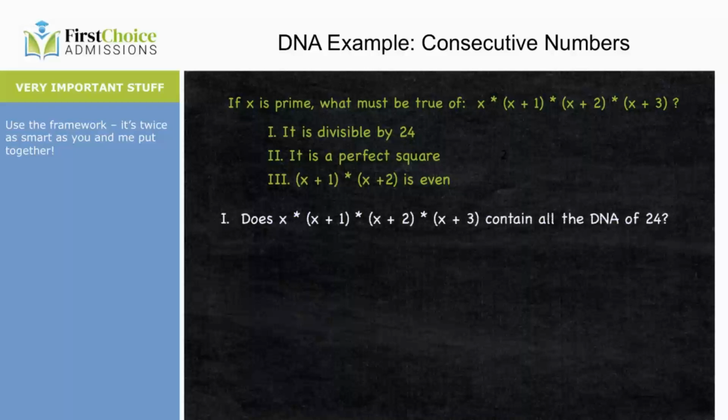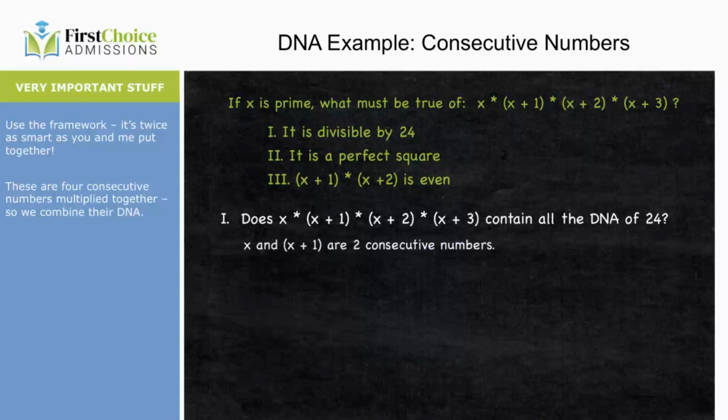So does X times X plus 1 times X plus 2 times X plus 3 contain all the DNA of 24? So does our string of 4 consecutive numbers contain all the DNA of 24? And remember, when you multiply numbers together, we just combine their DNA. All right, well, let's not take a look at all 4 numbers at first, because that seems intimidating. Let's just take a look at X and X plus 1. Well, those are 2 consecutive numbers.